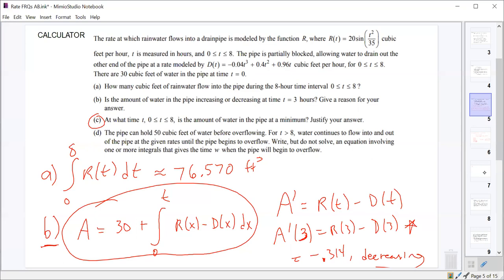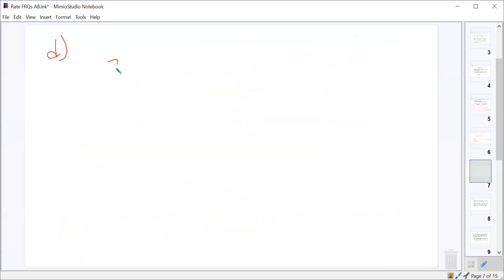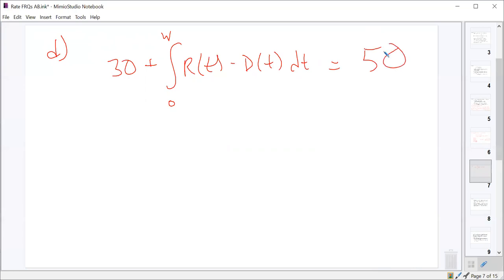Okay, so time is going to be W. So we need to figure out when 30 plus the integral from 0 to W of R minus D, we should probably write it out as R of t minus D of t, is equal to 50. And you don't need to solve it, so you don't need to worry about it. That's it. Good or no? Any questions on part D?